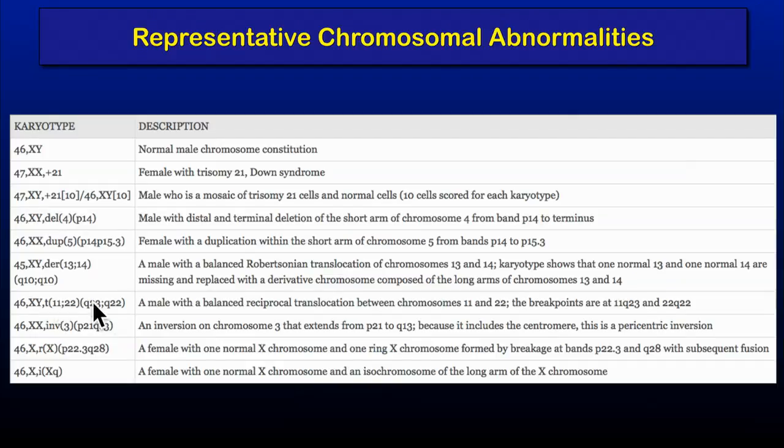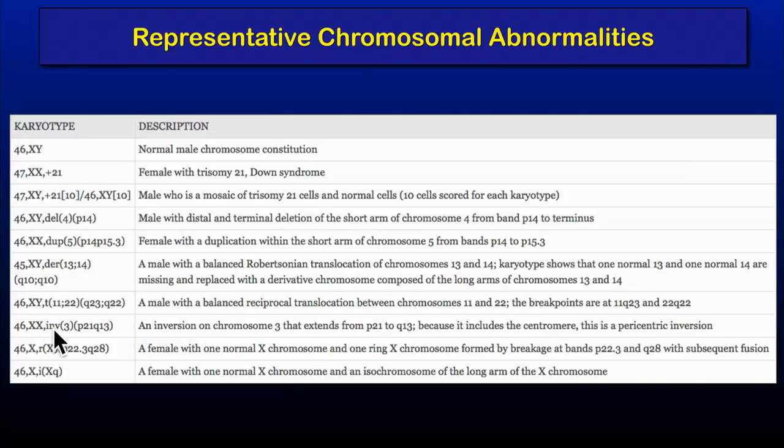One of the things that you'll have to get used to on these is when we have 2 chromosomes involved, the first part identifies the 2 chromosomes. And we always go smaller chromosome and then larger chromosome. And then the first number designates the breakpoint on the first chromosome. The second number designates the breakpoint on the second chromosome. So T1122, Q23, Q22. That's the description for that.